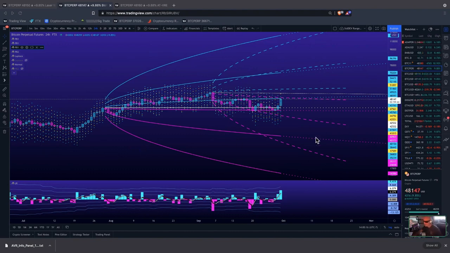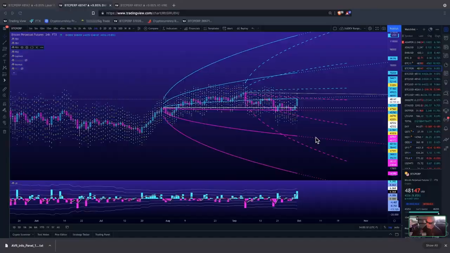Let's check this out. So I got our little projection bosses up here. I've got our projection boss 2. It is starting from the run up from 28K to 43K after we had this 4-day downturn here. Okay, had a little pivot in price there, and that's where you want to start these projections.